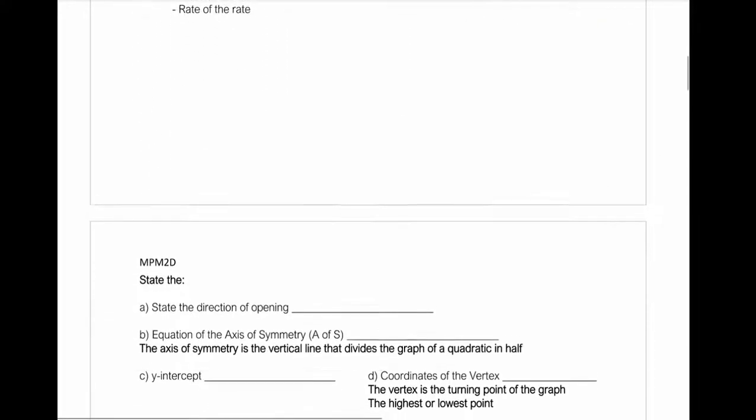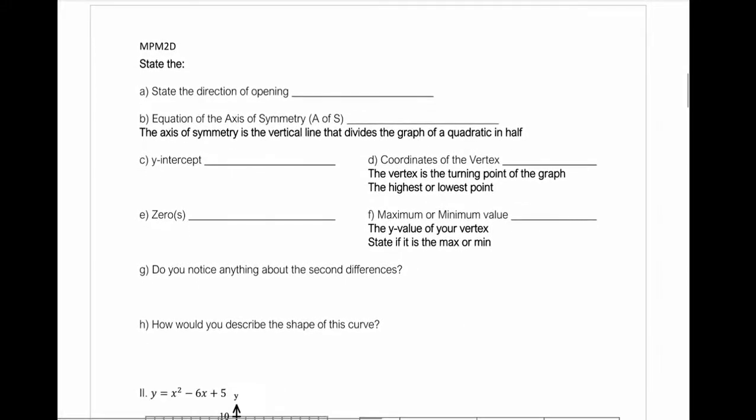Now we want to answer these questions based on the graph that we just drew. What's the direction of opening? In other words, where is the opening of this graph? If we roughly sketch it, that's roughly what it looked like. We can see the opening is at the top here. So the direction of opening for this graph is opening up.